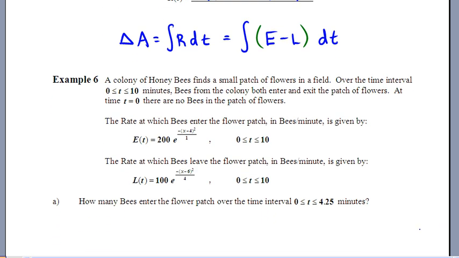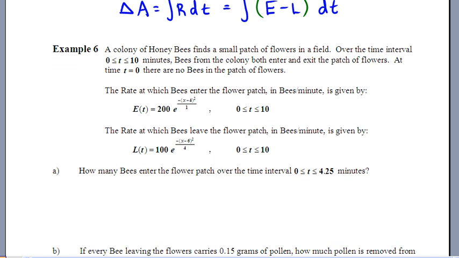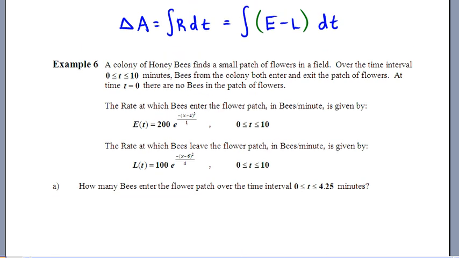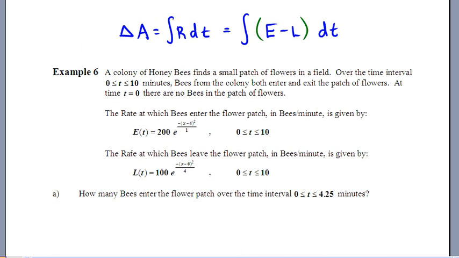So we've got two different rates here. The rate at which bees enter the flower patch is given by this pretty complicated looking function there. It's called a Gaussian. It's kind of got a neat little bell shape to it. And then the rate at which bees leave the patch is given by a slightly different Gaussian. And part A says how many bees enter the flower patch during the time 0 out to 4.25 minutes.